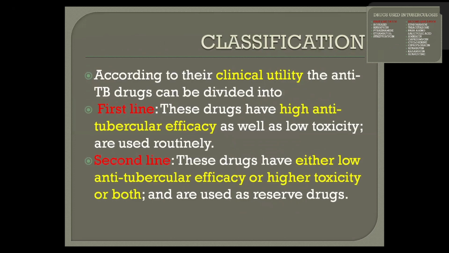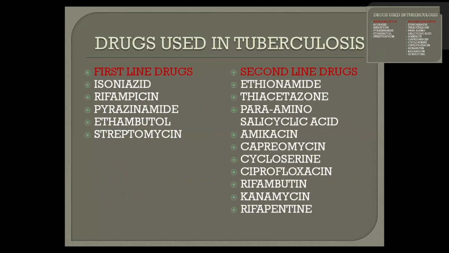So according to their clinical utility, anti-TB drugs are classified into first-line drugs and second-line drugs. First-line drugs have high anti-tubercular efficacy and low toxicity, and these drugs are used routinely. Second-line drugs have low anti-tubercular efficacy or sometimes a higher toxic effect.